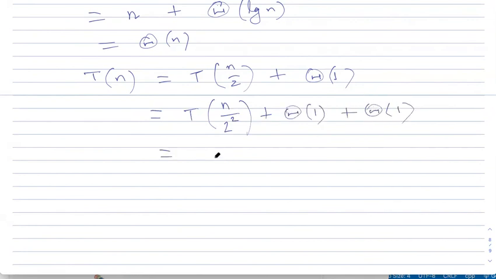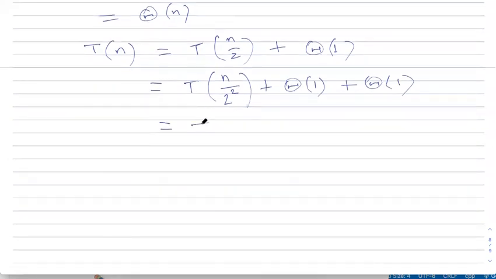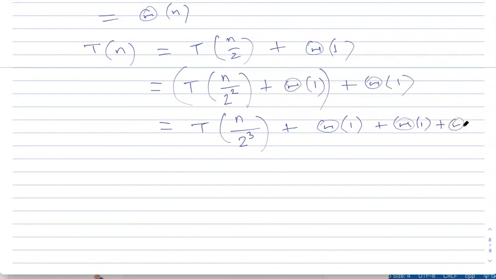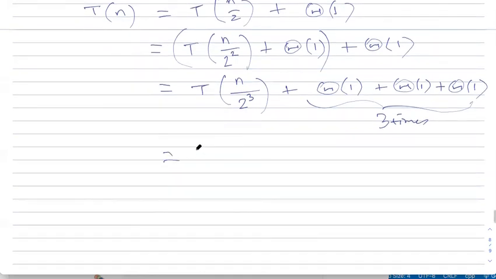Okay. And then t by... So this I just substituted here. So again, t by 2 to the power 3 plus order of 1 plus order of 1 plus order of 1. So the same pattern follows. So this is 3 times, as you can see. So we can go down the same path.